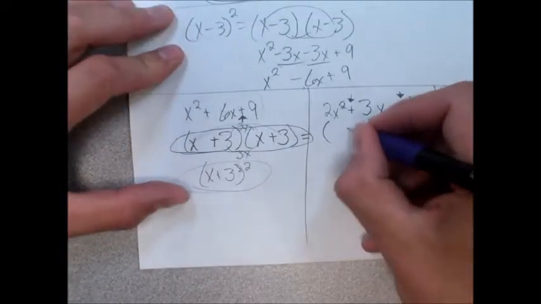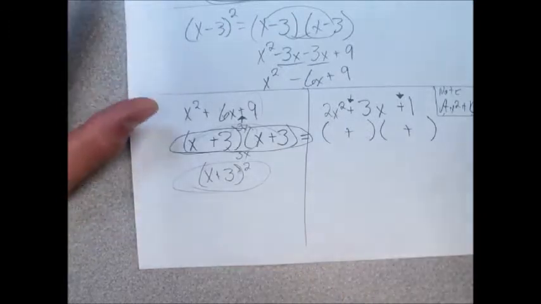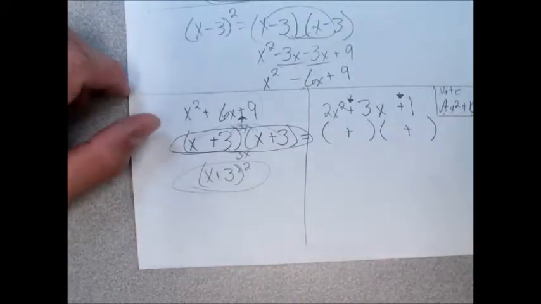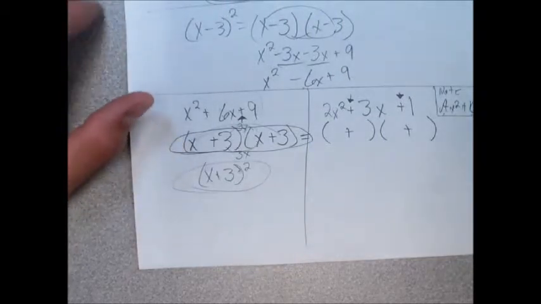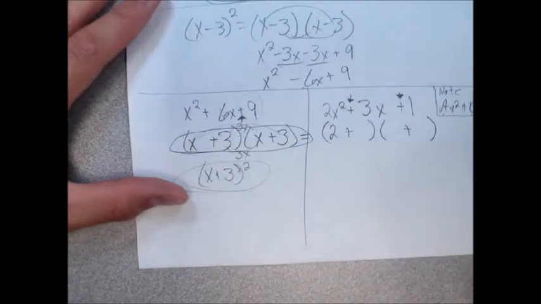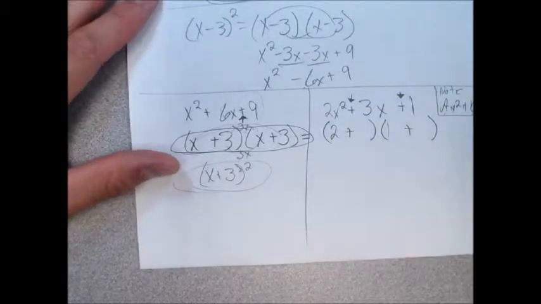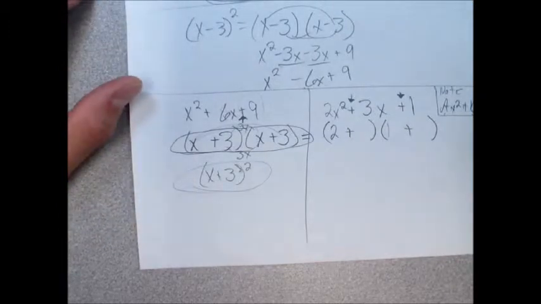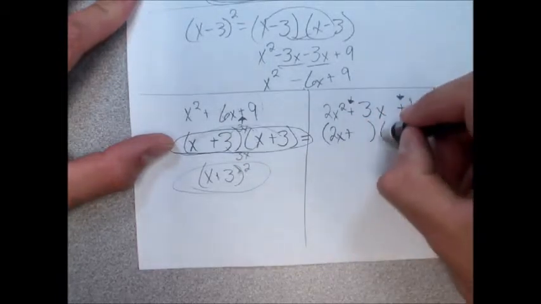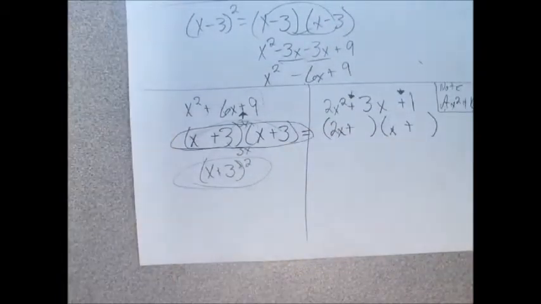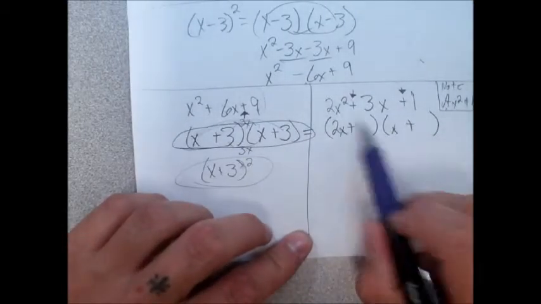Good. Next, I want to look at my front side. What are the factors of 2x squared? What are the factors of 2? 1 and 2, that's all. So I have 2 and 1 up here. Then what are the factors of x squared? X, right? So I don't need to write 1x, I just need to write x. So I'm going to get rid of that right there. Now I have the front. First times the first is the first, it works out.